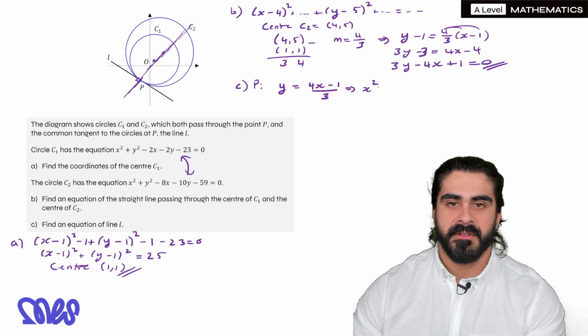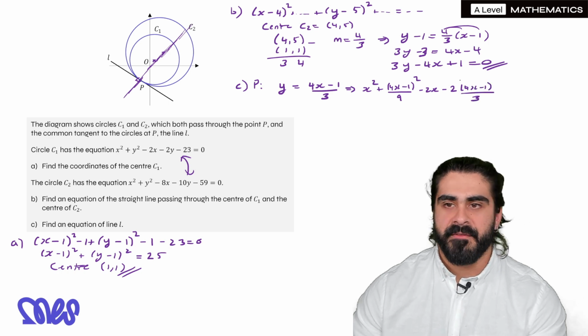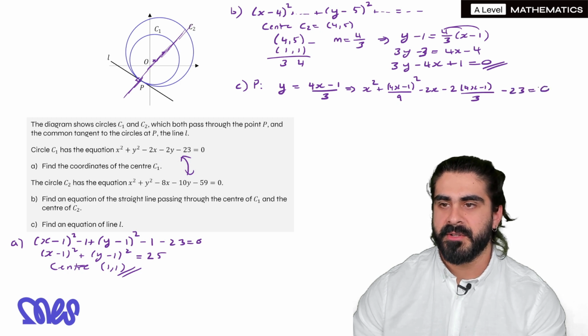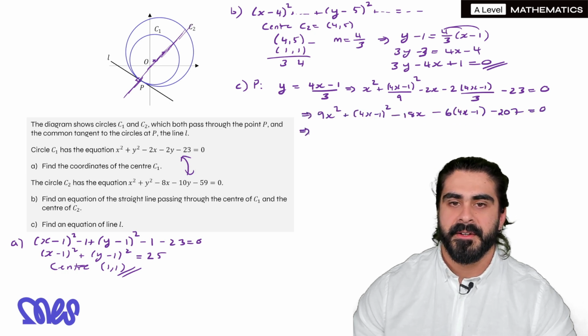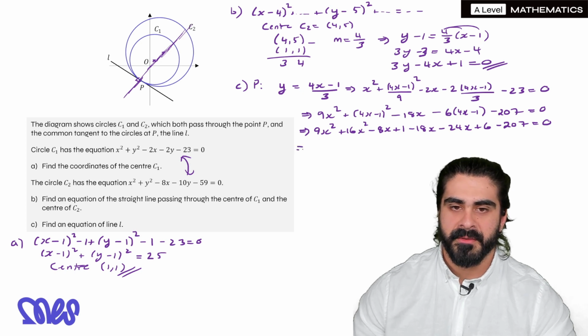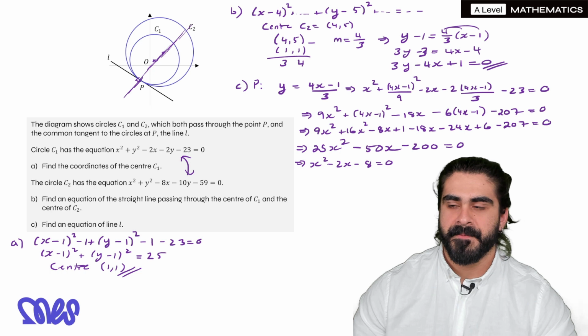So we get x squared plus y squared, square the top and the bottom, 4x minus 1 squared over 9, minus 2x minus 2 lots of y, which is 4x minus 1 over 3. And then we have minus 23 equals 0. So the first thing we want to do here is times everything by 9 to get rid of denominators. Expand everything, simplify. Now simplifying this whole quadratic, luckily here we can divide everything by 25. We get x squared minus 2x minus 8 is 0.